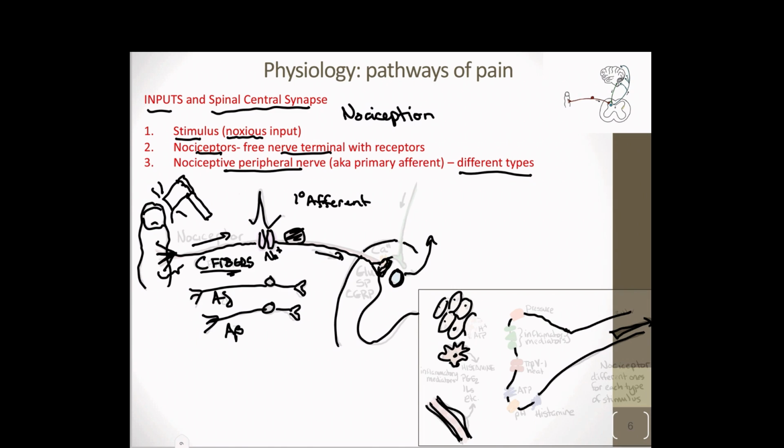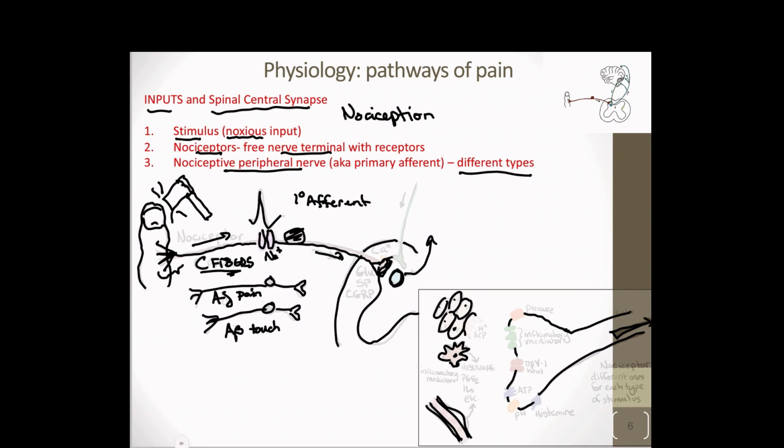And A delta fibers are another kind of pain neuron, and those are more sharp pain. And then A beta fibers are just regular non-painful touch. We're not going to be worried a lot about the touch. We're going to be looking at the pain neurons, and we're going to just basically focus on the C fibers, because those are going to be the ones that are usually activated when it comes to chronic pain.